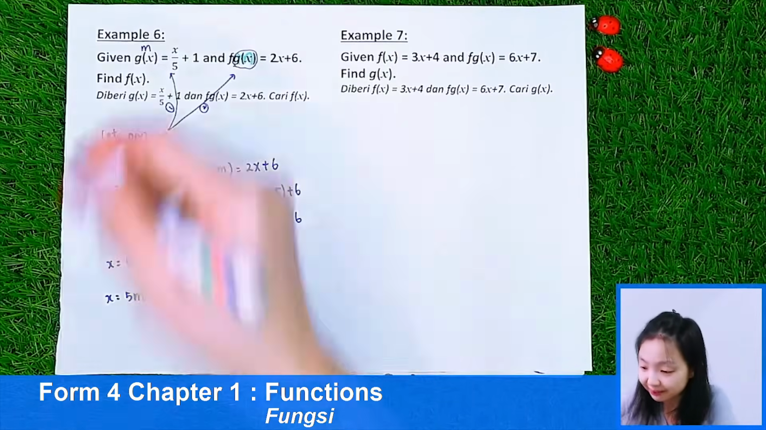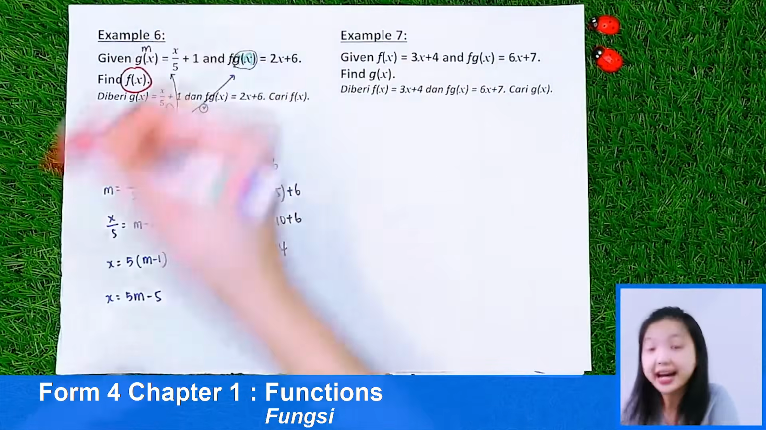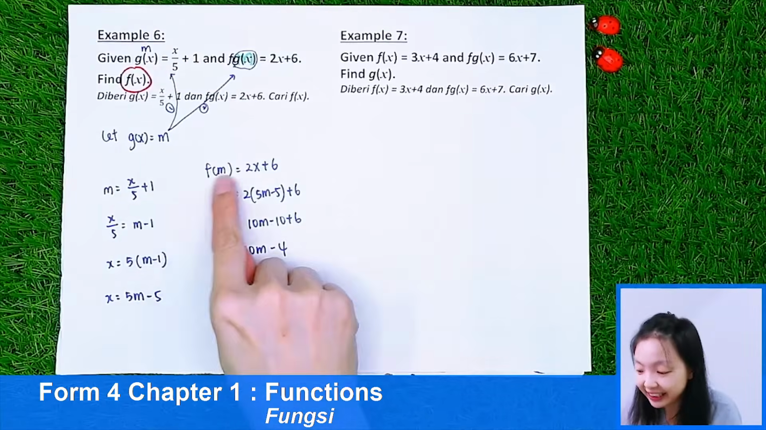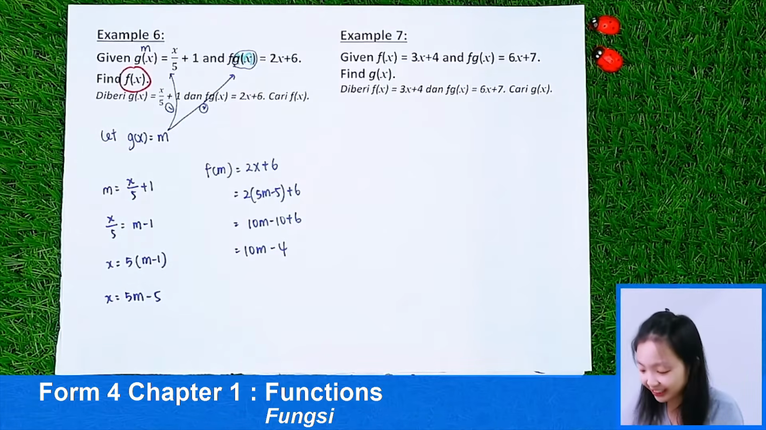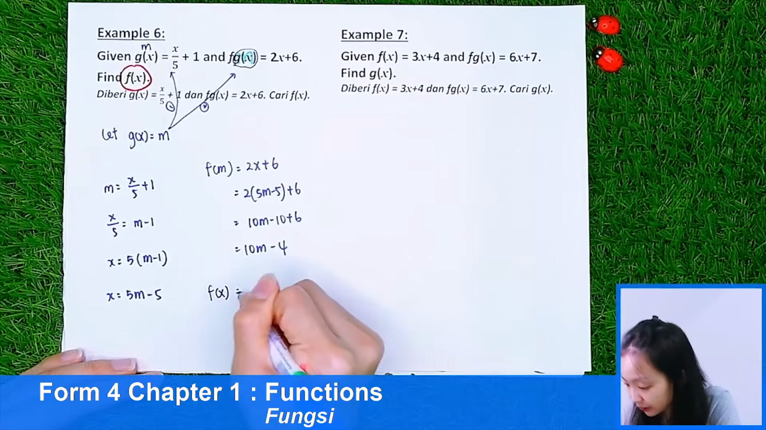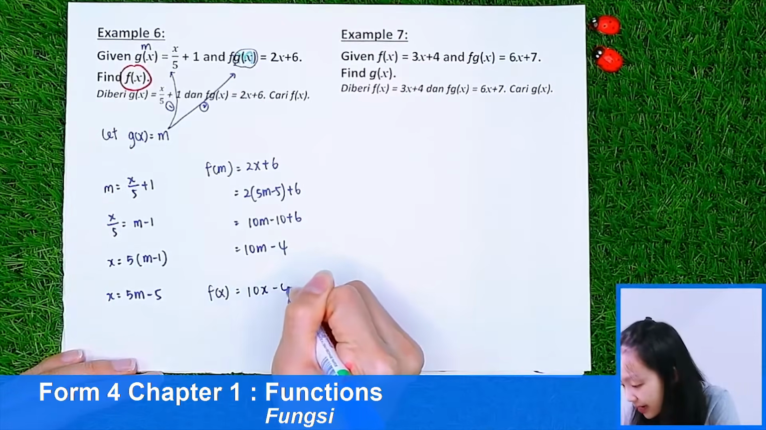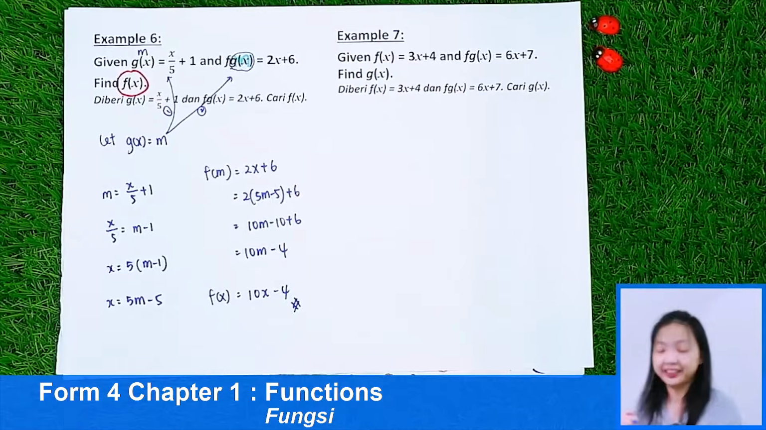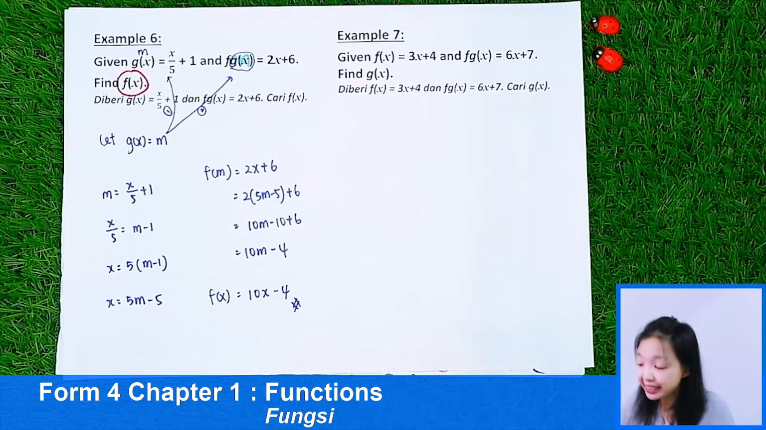Why I say like this? You want to find your f(x). Here is your f(m). You can just directly change it to x. f(x) is equals to 10x minus 4. Okay, done. Now example 7.